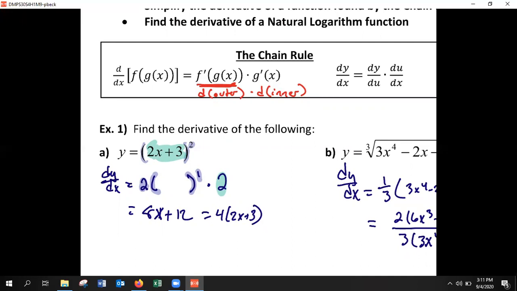Put it all together, and let's go ahead and clean it up. 2x plus 3, let's put that back in there. And then we clean it up in this step. And like always, please try to factor all of your results as much as possible.